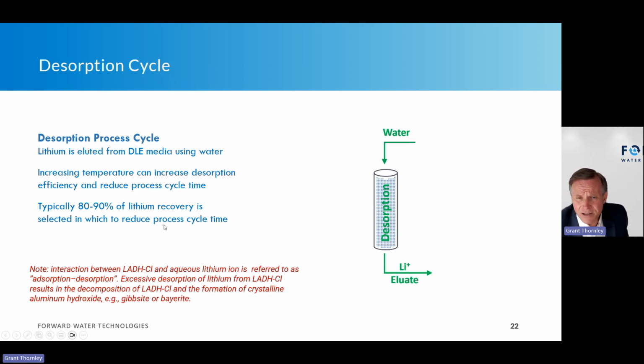Typically in the process cycle on sorbents, as I said, 30 to 40. Magnesium titanates, typically you're at much higher temperatures. And we'll talk about that in the next DLE webinar.